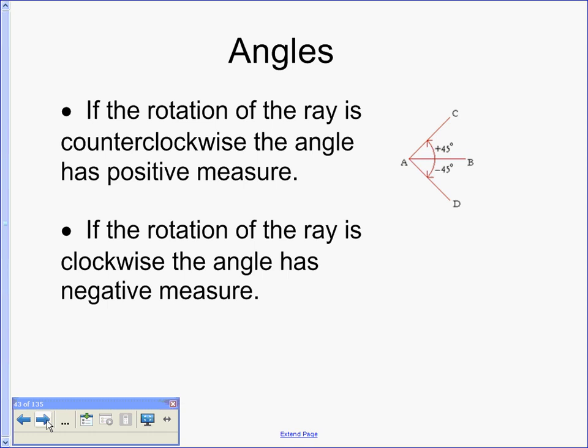Now, if the rotation of a ray is counterclockwise, then the angle is going to have a positive measure, and we can see that instance taking place here. So we think of that counterclockwise. And then if the rotation of the ray is clockwise, then the angle is going to have a negative measure. So here you have your ray. If we want it to be positive, then that's here. And if we want that to be negative, this would be my initial side, and my terminal side would be here, so that we're moving clockwise. So that one's negative, and this one is positive.